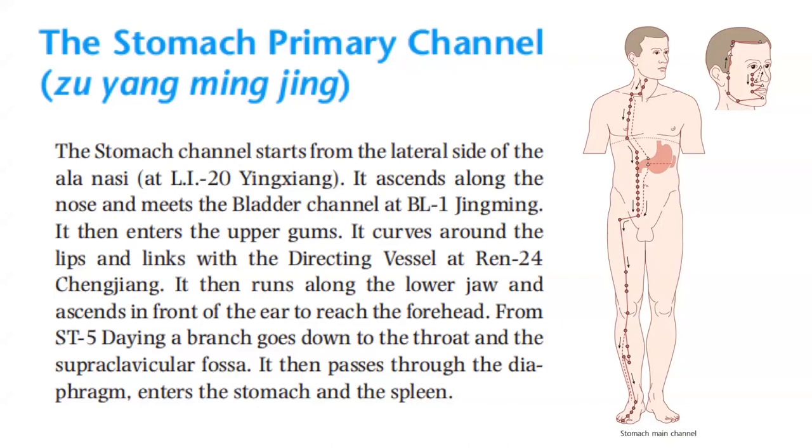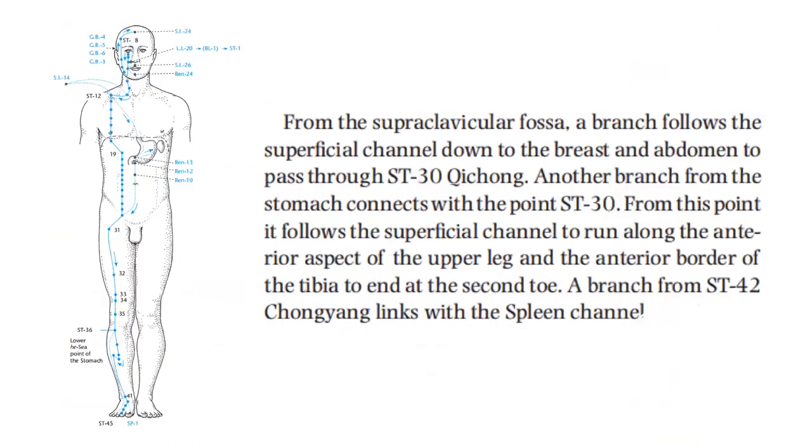It then runs along the lower jaw and ascends in front of the ear to reach the forehead. From stomach 5, a branch goes down to the throat and the supraclavicular fossa. It then passes through the diaphragm, enters the stomach and the spleen. From the supraclavicular fossa, a branch follows the superficial channel down to the breast and abdomen to pass through stomach 30. Another branch from the stomach connects with the point stomach 30.